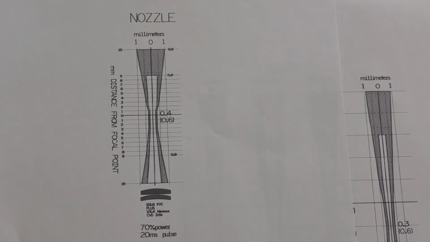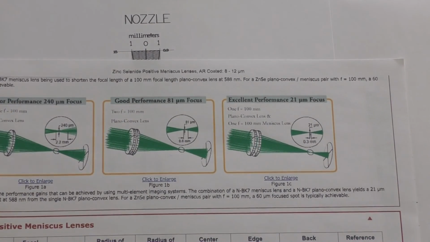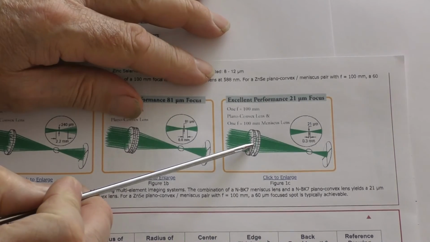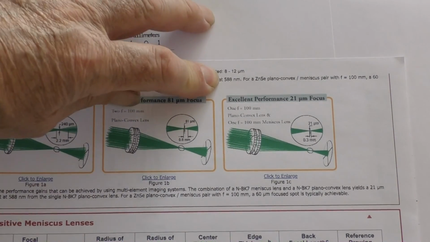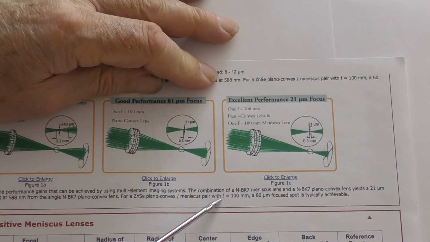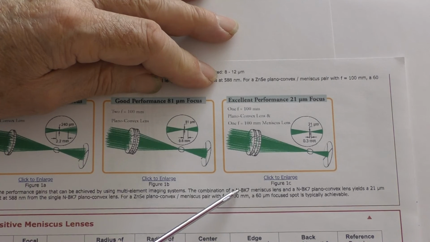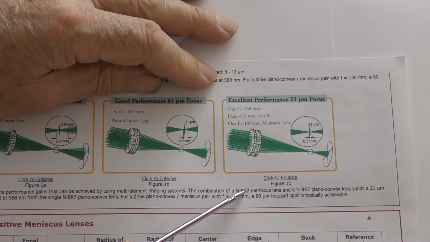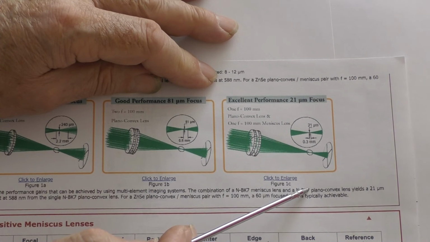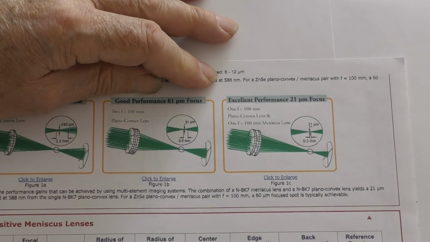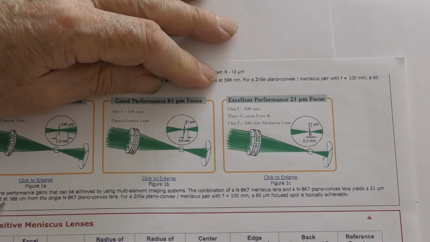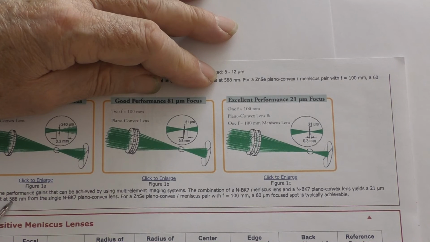But of course, we mustn't dismiss this as being rubbish, because it's not. First of all, these are probably super duper lenses. And secondly, when I start reading underneath here, it says the combination of their specification lens and another lens of theirs yields a 21 micron focus spot at a wavelength of 588 nanometers. Now that's 0.6 of a micron. Our wavelength is 10.6 microns.